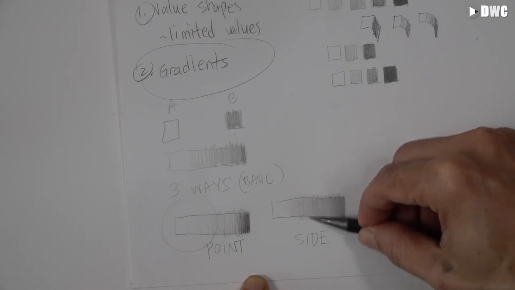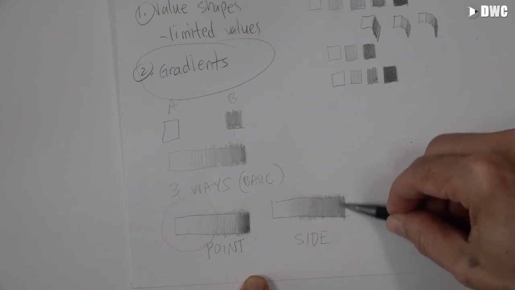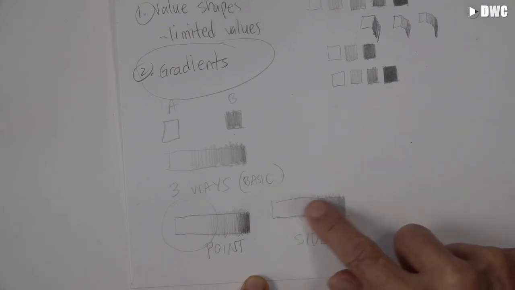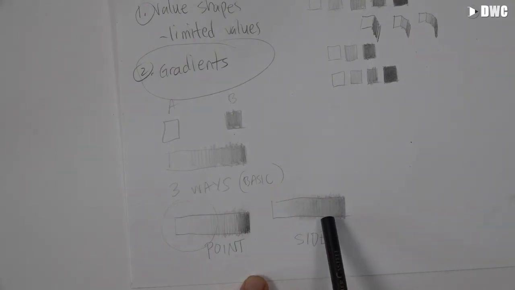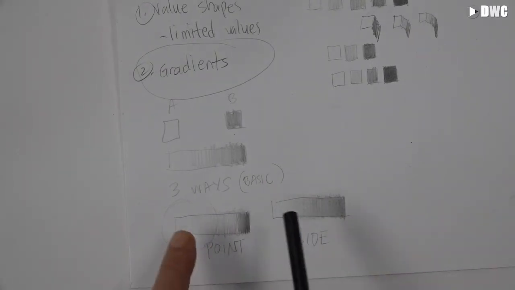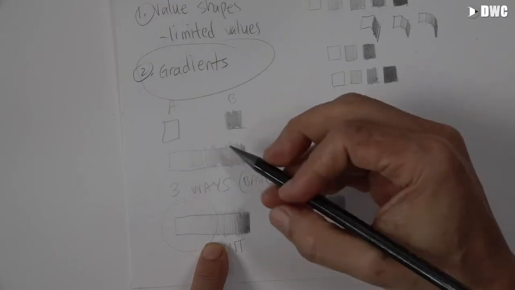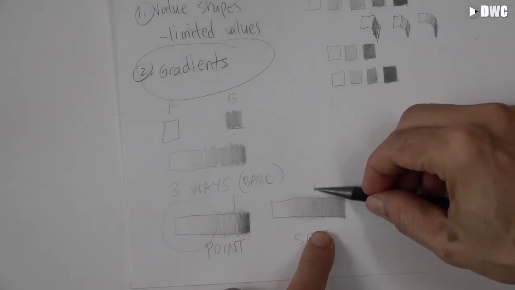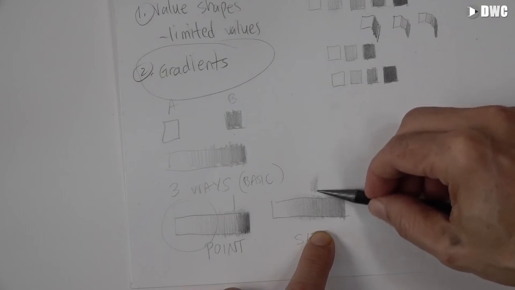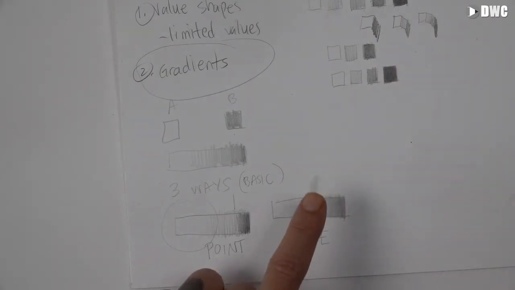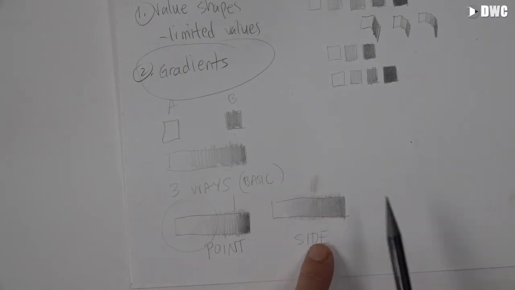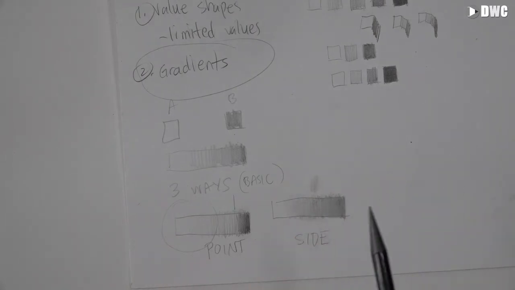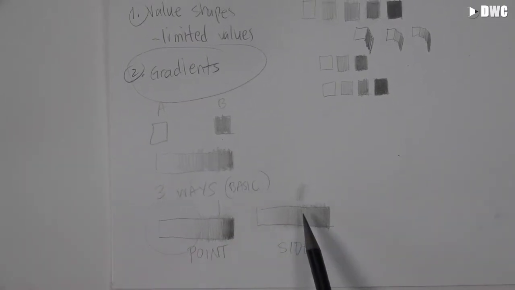Notice the quality of the tone. It's smoother than this, right? Here you can see the stroke. Here the stroke is fairly hidden. And this is especially nice if you have smooth paper. I'm using hot press smooth Bristol. So this is very smooth paper. It's very nice paper. So that's the side.